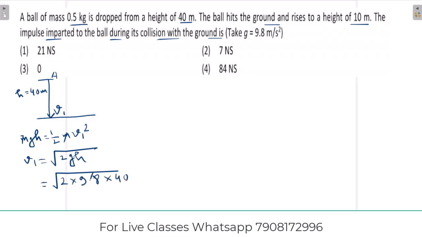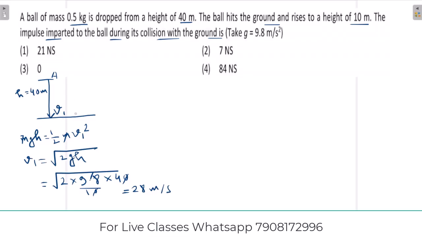So 9.8 is 98 by 10. So this becomes 98 is 49 into 2. So 7 into 4, 28. So v1 is equal to 28 meter per second. So it hits the ground with 28 meter per second.